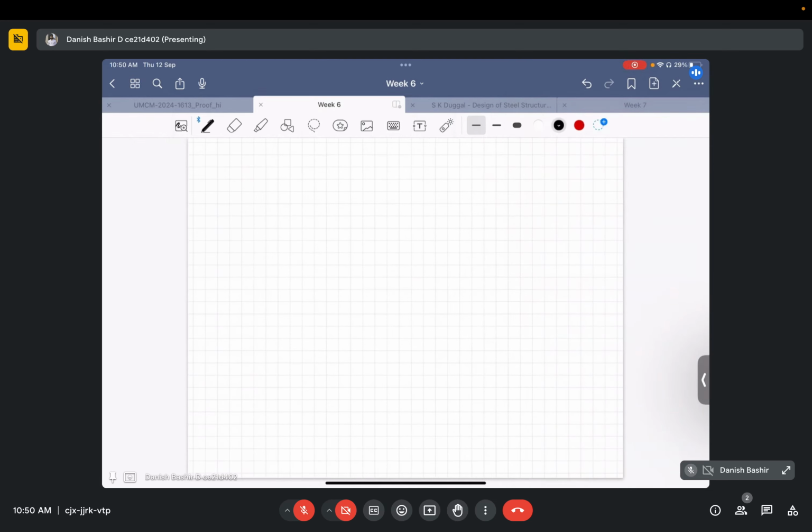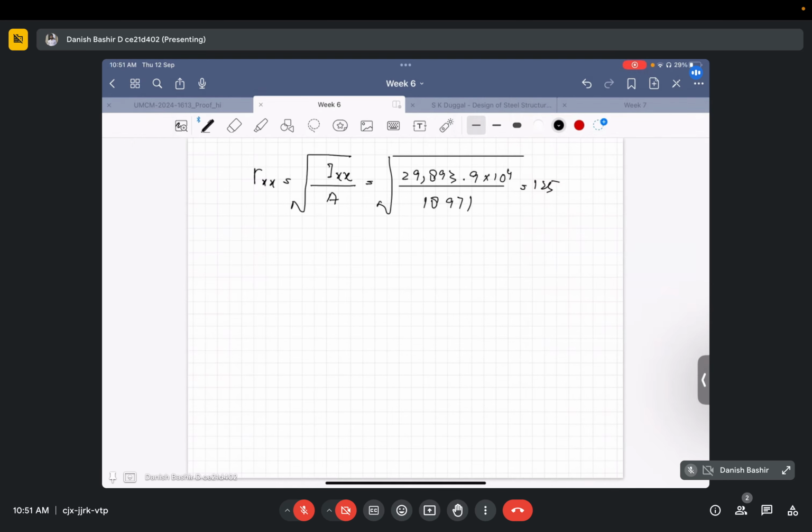Now what is the definition of the radius of gyration? The radius of gyration Rxx is Ixx by A. So Ixx is 29893.9 into 10 power 4 divided by 18971. It comes out to be 125.52 mm, the radius of gyration of this section along Ixx.